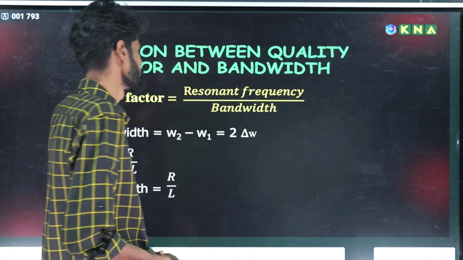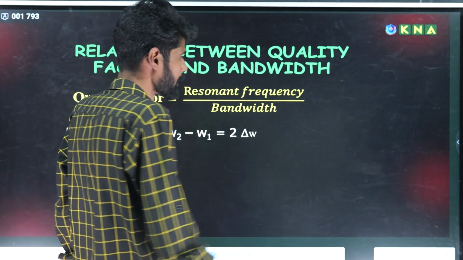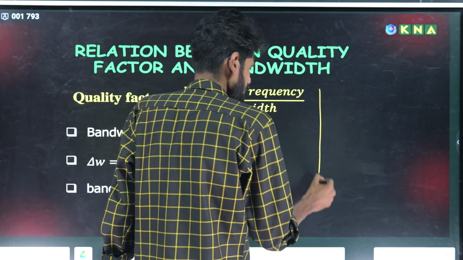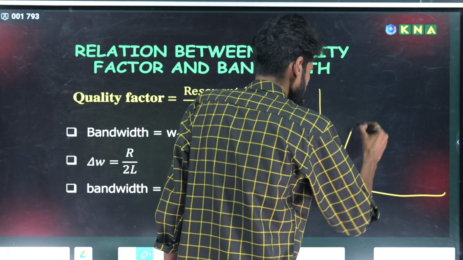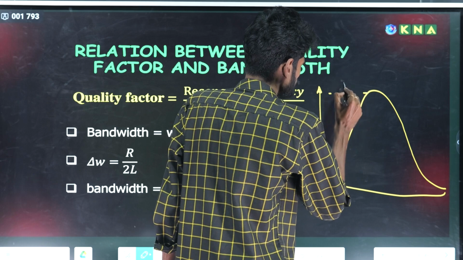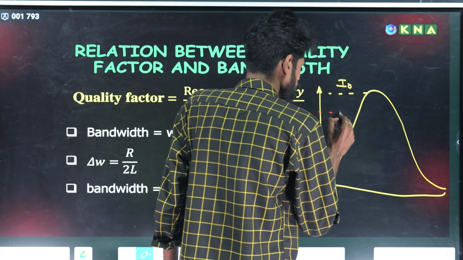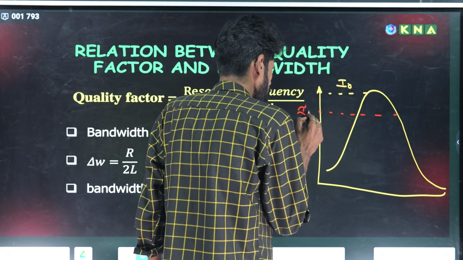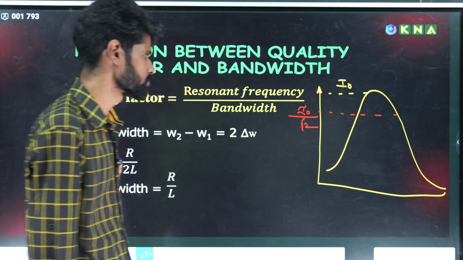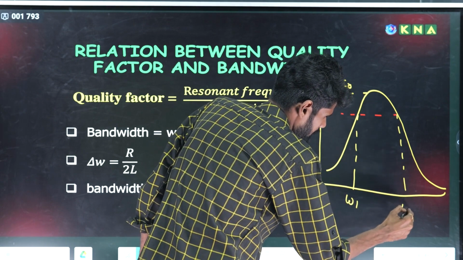So what is the relation between quality factor and bandwidth? Quality factor is equal to resonant frequency divided by bandwidth. So what do you mean by the bandwidth of the circuit, and how do we find it? Here this is the resonance curve, and here is the maximum current I naught. We select two frequencies corresponding to the current in the circuit dropping to 1 by root 2 times the maximum value of current. These two frequencies are omega 1 and omega 2.